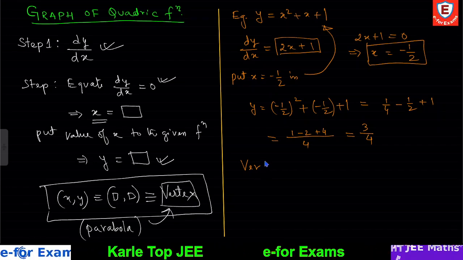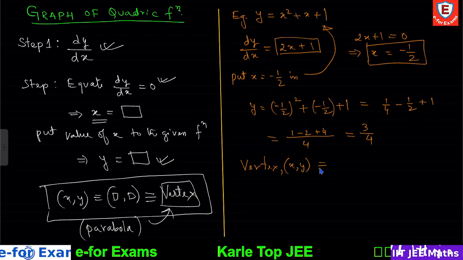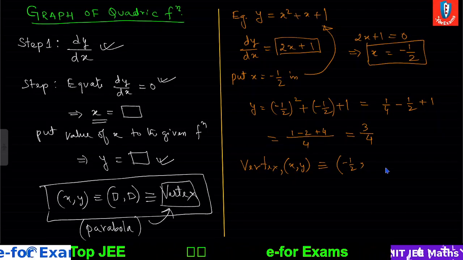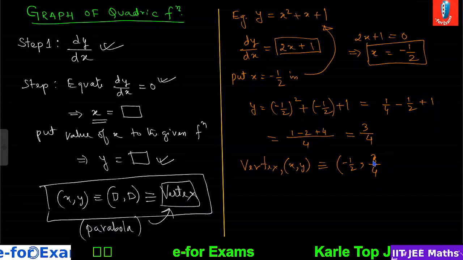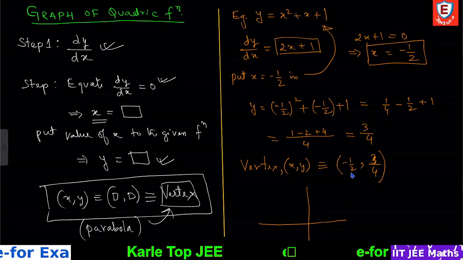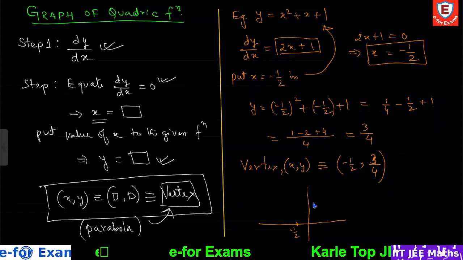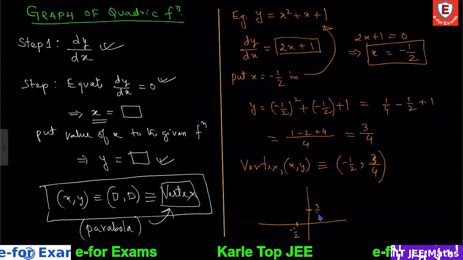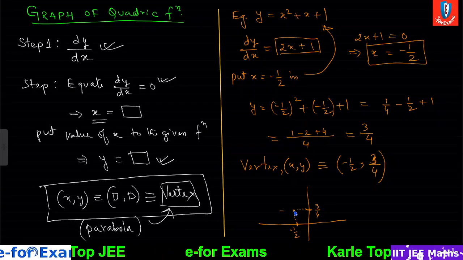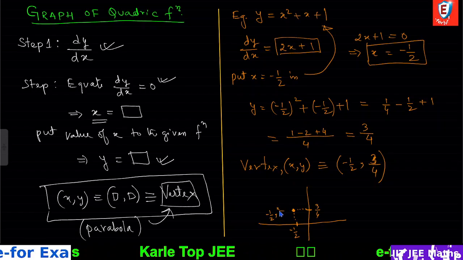Now vertex. Here vertex means x, y, right? Vertex (x, y) equal to x is minus half, y is 3 by 4. Now plot the xy axis. X is minus half, so towards the left here, take it as minus half. Here it is 3 by 4, y positive side. Then draw a perpendicular line. Then they intersect here. This is the vertex. Their intersection point is the vertex, minus half and 3 by 4.